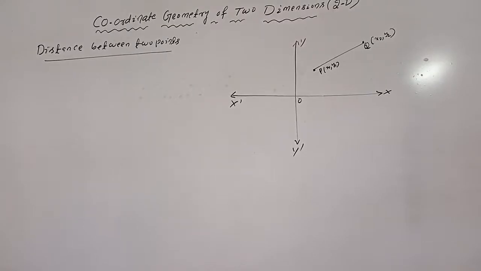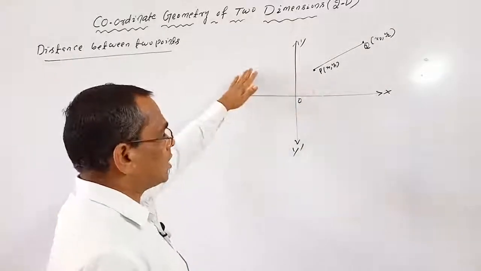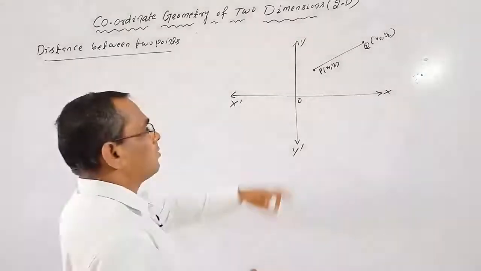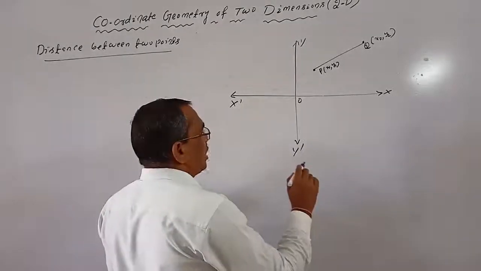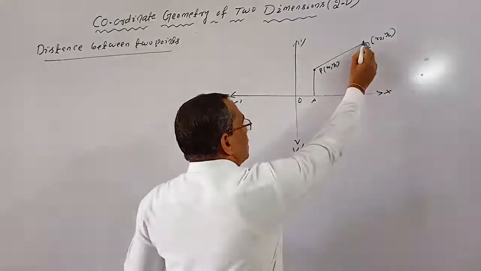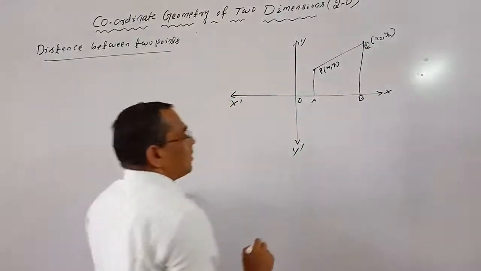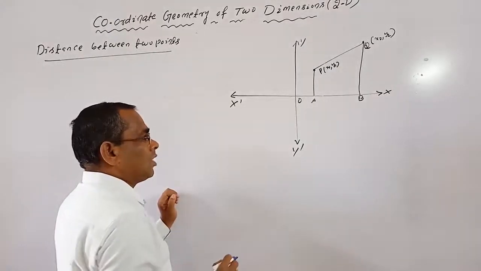Distance between 2 points. Let P of x1 y1 and Q of x2 y2 be 2 points, in the first quadrant, or it may be in the first and second quadrant, whatever these 2 points may be. Now to determine its distance from P to Q, first we draw a perpendicular line from the point P on x-axis, PA, and draw another perpendicular line from the point Q on x-axis. Okay. So A is the foot of the perpendicular on x-axis, B is the foot of the perpendicular on y-axis.